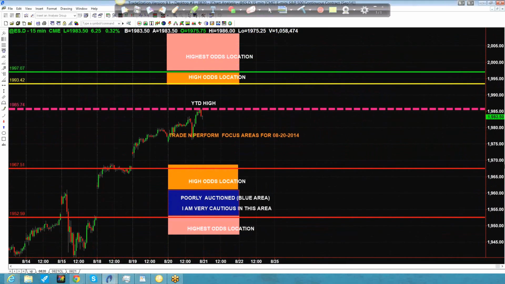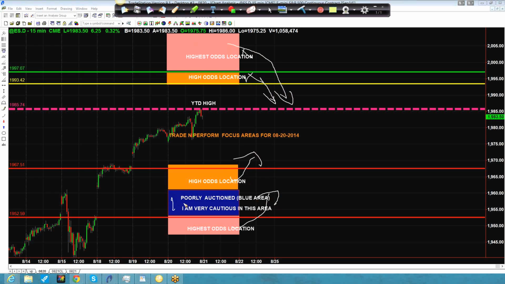These are areas that are traded away from the market. These are the locations I'm looking for from the upside to press shorts, right? And these are areas from the downside that I'm looking to press longs, okay? This blue area is simply a poorly auctioned area. I don't want to take a trade in here. But outside of that, here and here, at least for yesterday or today's trading session, right? That's what I was interested in locating the trade.